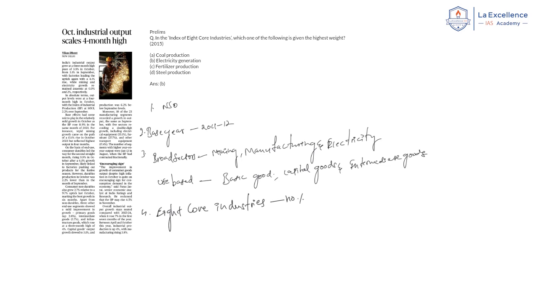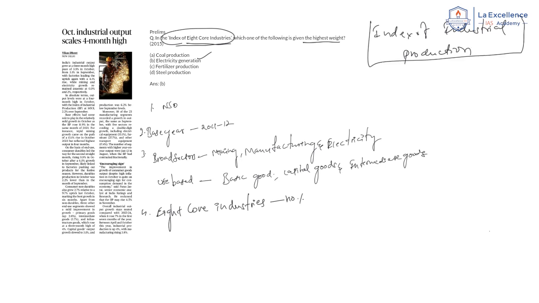IIP is very important, especially from the prelims perspective. It is important because it is an indicator that measures the changes in the volume of production, especially of industrial products, in India. From the prelims perspective, you have to remember why it is important. Previously it was asked about the Index of 8 Core Industries: which one of the following is given the highest weightage? The answer is electricity. This is a very old question. But the Index of 8 Core Industries is part of this IIP, the Index of Industrial Production. It is an indicator that shows the health of the economy, especially regarding manufacturing.